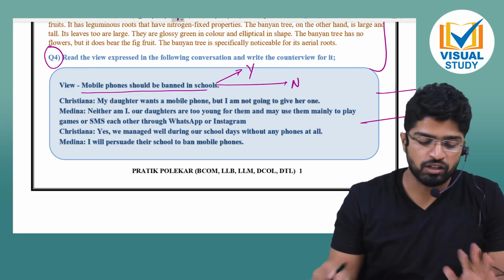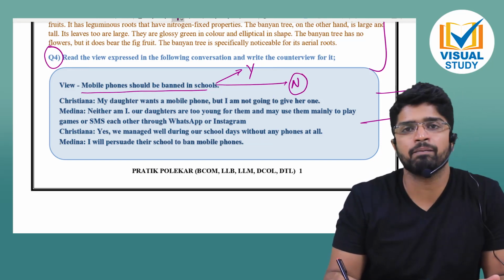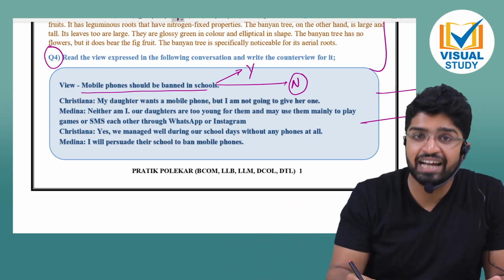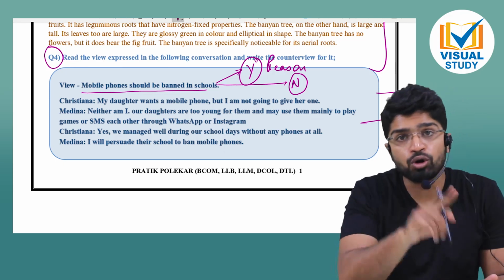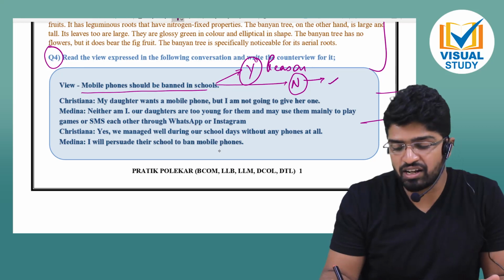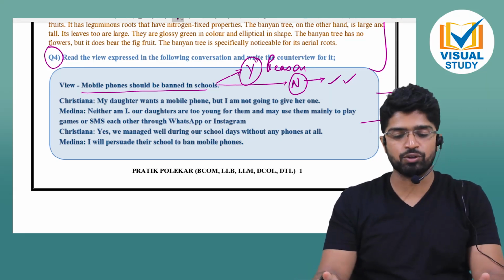Now, this view is that mobile phones should be banned, that no mobile phone should be given. I believe mobile phones should be given. They can be used for a better purpose. So, I will give my reason why I believe it is wrong to ban mobile phones. These people have given their reasons why it is right to ban mobile phones. Did you understand what exactly a counter view is?